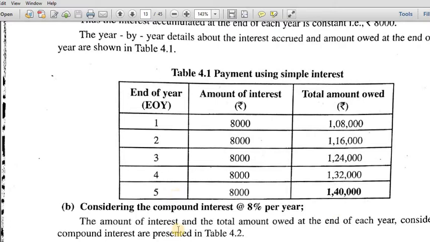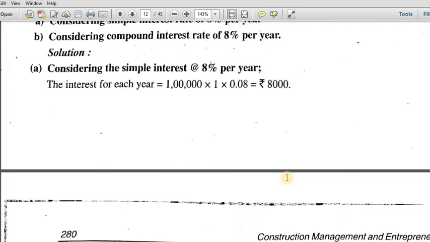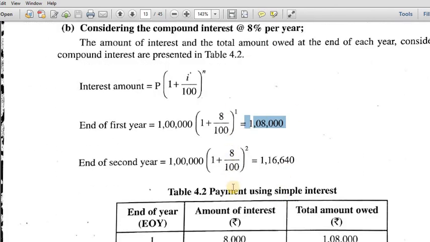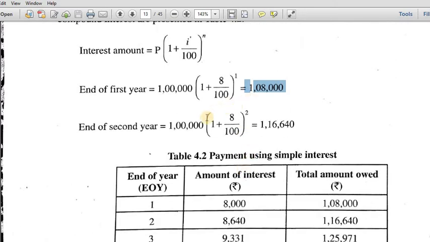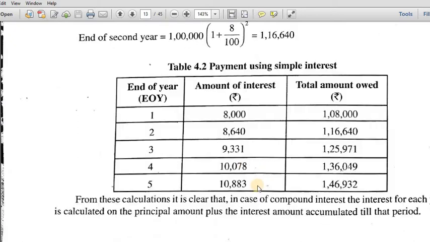But in case of compound interest, the amount of interest will also change. The formula is P into 1 plus I to the power n. First year the amount will be 1 lakh 8,000, so both are the same in the first year. But second year, what will happen? This 8,000 will also be again charged interest in the next year. That's why we use this mathematical expression. So 1 lakh 16,000, next 1 lakh 25,000, 136,000, 146,000. So what happened? The amount of interest is getting varied. Now you understood that?